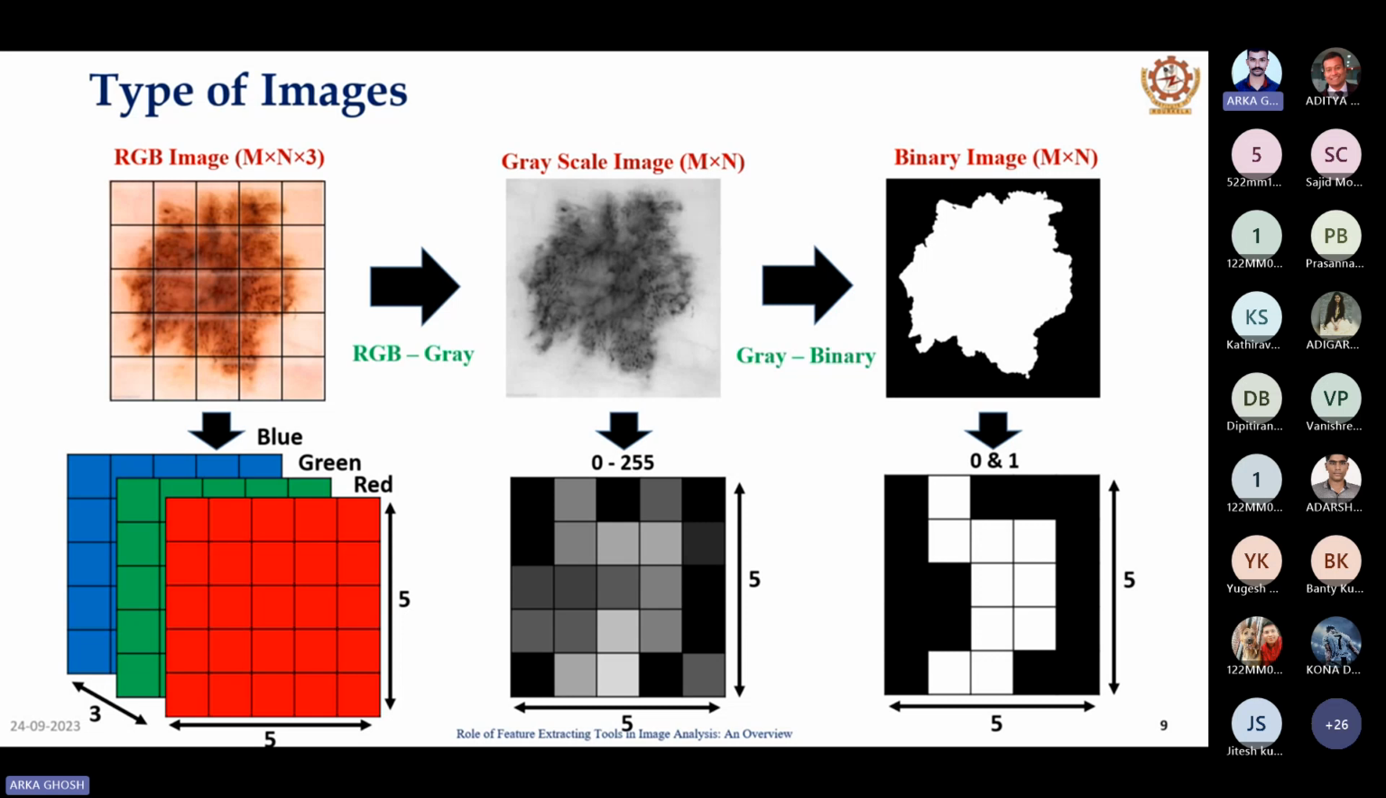And if we need to identify or separate or segregate a specific object from that particular image, so that we can have it represented with only two pixel values, 0 and 1, in that case, we need a binary image representation where the region of interest or that object will be identified as 1 and the background as 0.